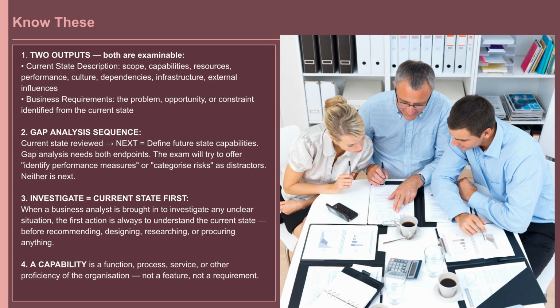Lock in these 4 points before any analyze current state exam question. First, know both outputs, current state description and business requirements. Both are examinable. Second, gap analysis sequence. Current state reviewed, right pointing arrow, next is define future state capabilities. The exam offers identify performance measures and categorize risks as distractors.